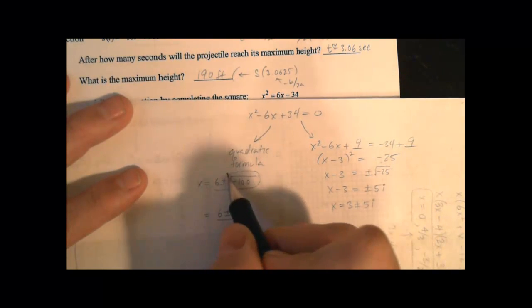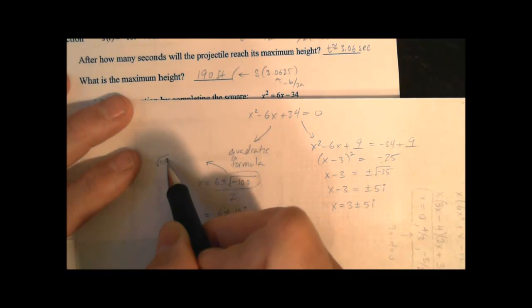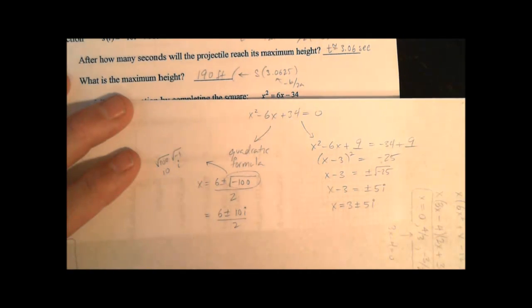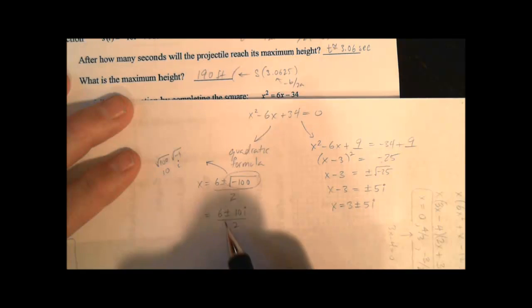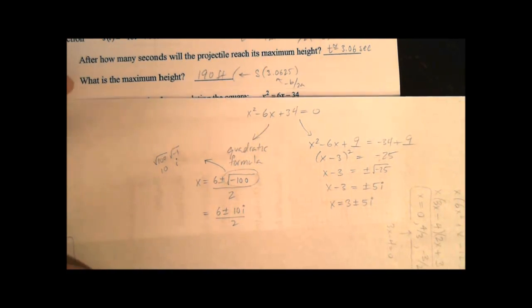Remember how we calculated these? That's the square root of 100 times the square root of negative 1, and that's 10 times i. Remember, i is the square root of negative 1. And we get 3 plus or minus 5i again. Same answer both times.